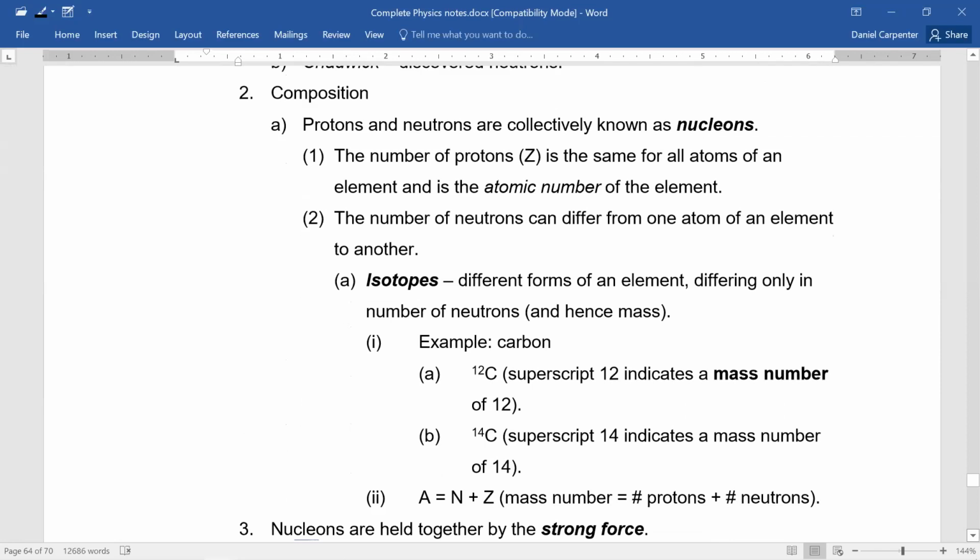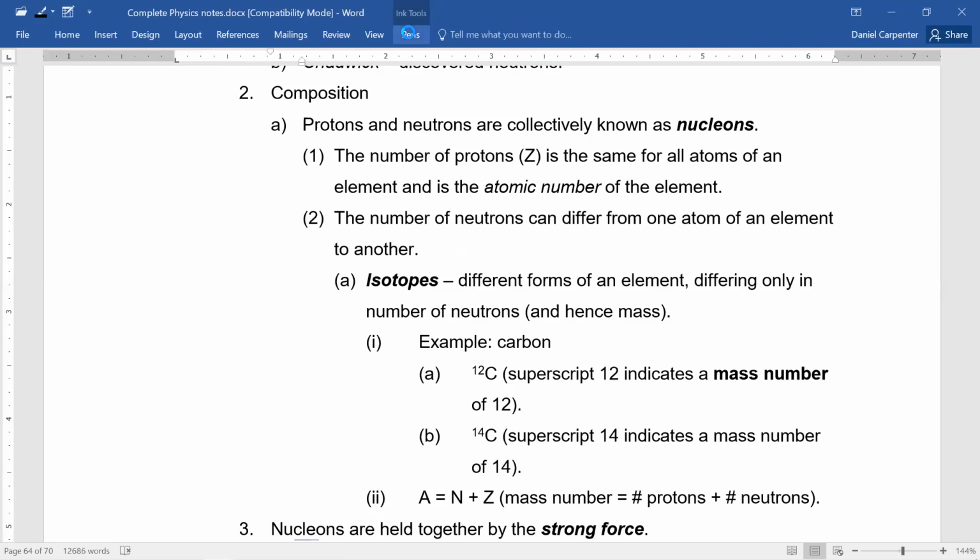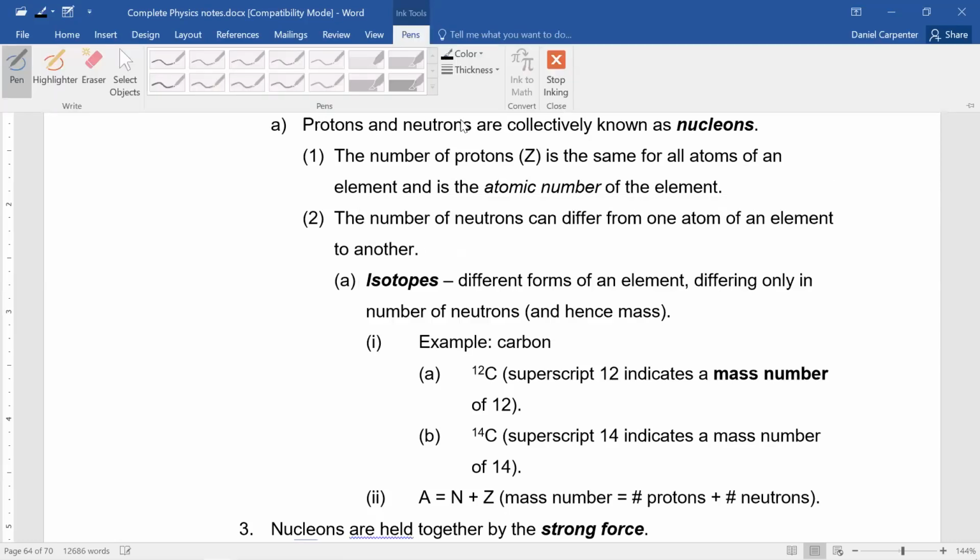Together, protons and neutrons are, as you can see, collectively called nucleons, which I kind of like the Worf style Klingon better, but I guess I do like the nucleons.